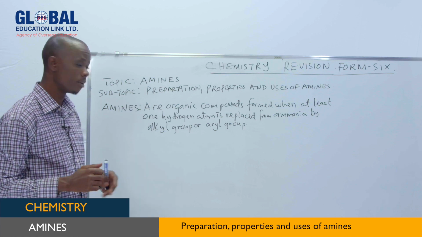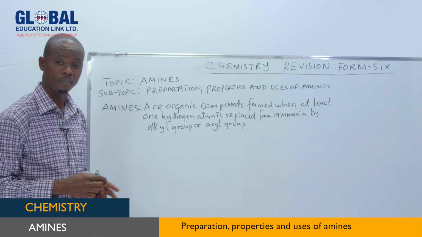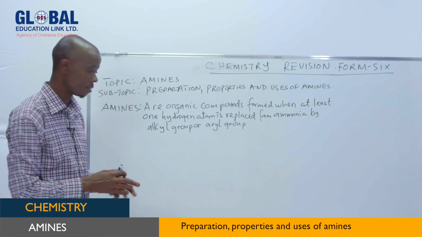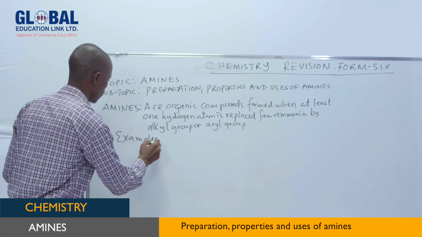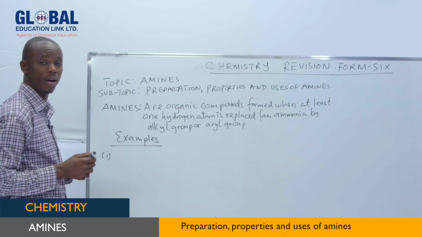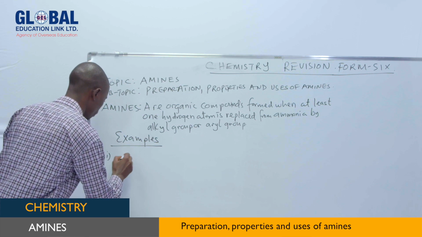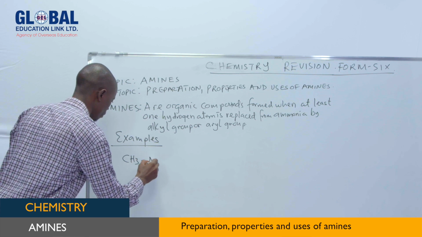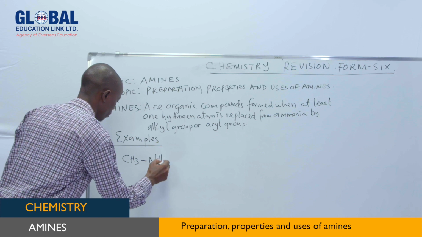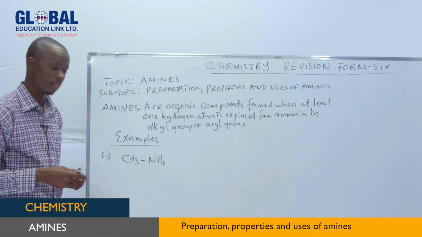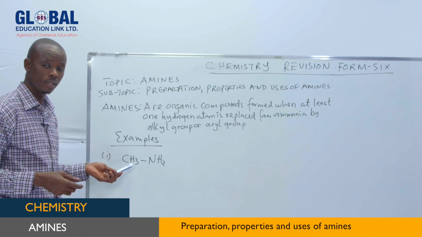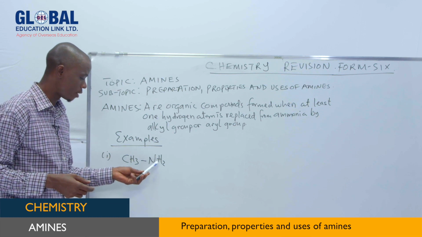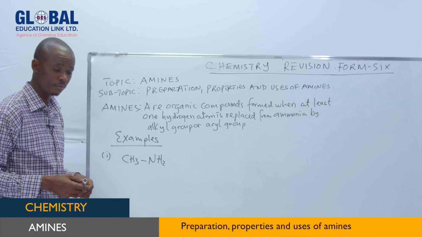Now, from there, we can have some examples of the amines. Number 1. Look at this one. We have one alkyl group. This is a methyl group. It has replaced one of the hydrogen atoms from ammonia.